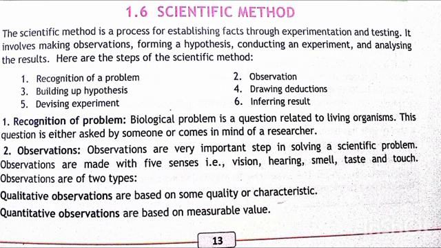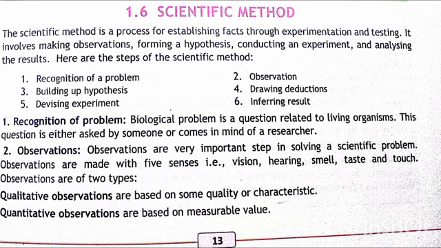Observation means carefully noticing things using your senses. For example, sense of seeing, sense of hearing, sense of smelling, sense of touching and tasting. There are two types of observations. One is qualitative observation, in which no numbers are involved. It is based on quality, like the plant leaves are yellow. It is the quality of plant. Okay, the soil feels dry. Dryness is the quality.